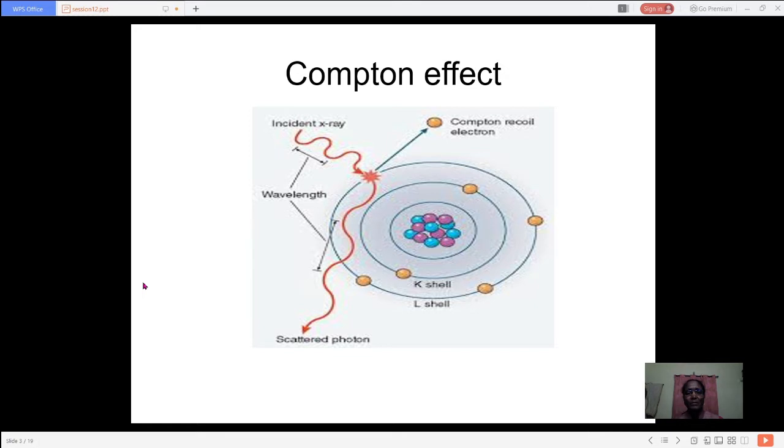What is Compton Effect and how classical theory failed to explain it, and when the quantum idea was adopted to explain the experiment, how everything fell into place.